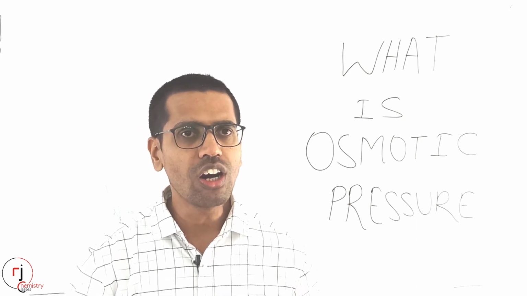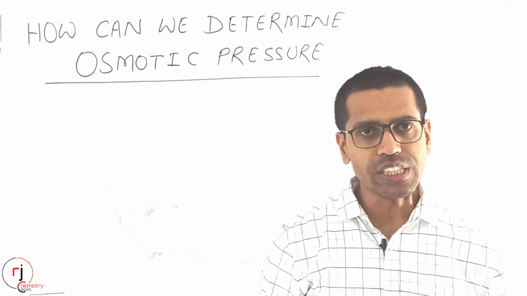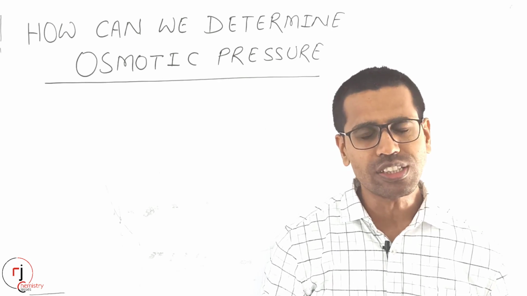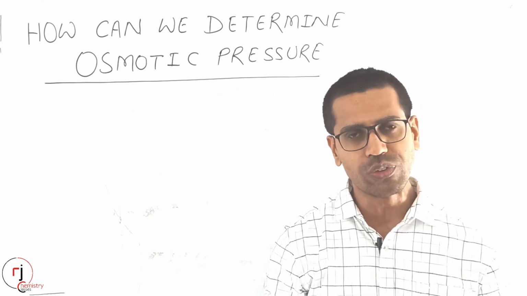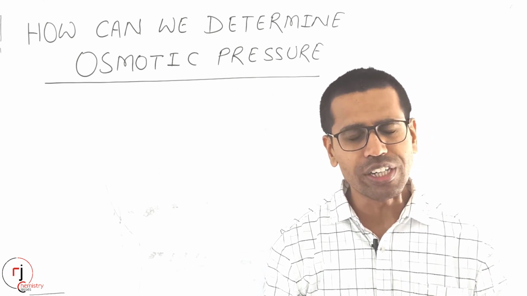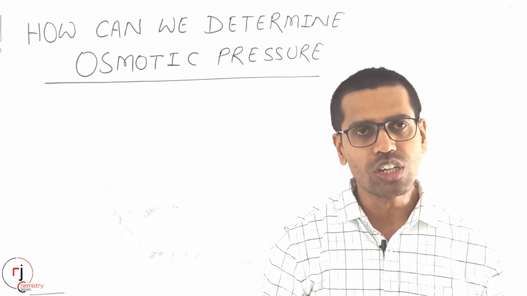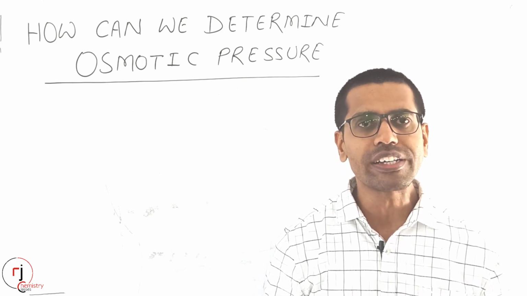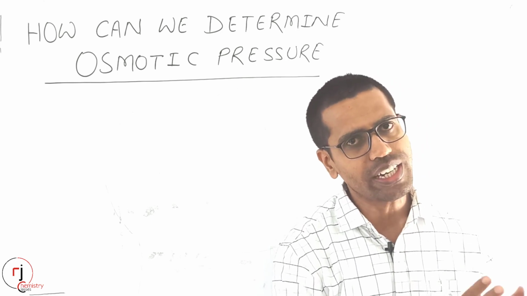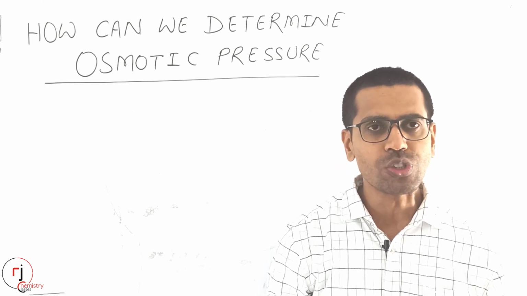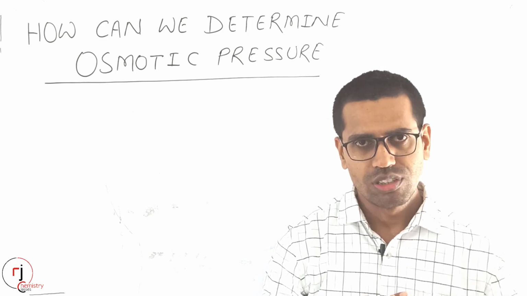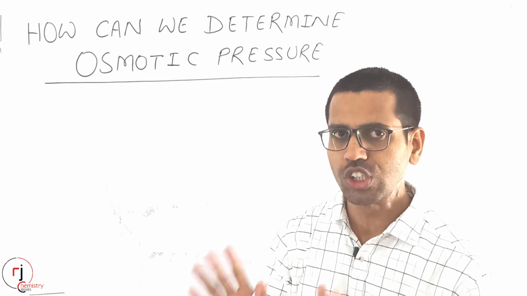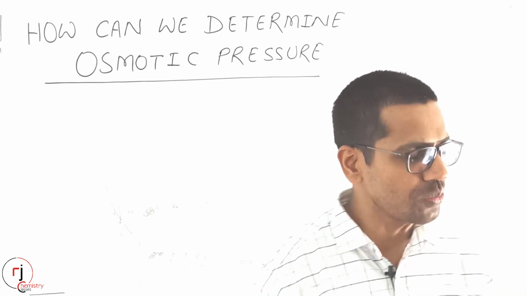Okay students, now we move further. After understanding osmotic pressure, the first question that arises is how we can determine the osmotic pressure of a given solution. In the laboratory, osmotic pressure of any solution can be determined by the Berkeley-Hartley method, but here we have to define the mathematical equation by which we can determine the osmotic pressure of any solution.